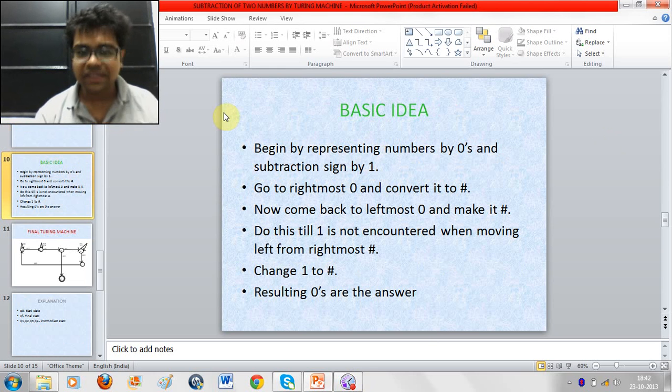The basic idea of the algorithm we are using is that we represent all the numbers in zeros. Suppose 5 is represented by 5 zeros and the minus sign is represented by 1. First of all, we go to the rightmost zero and convert it to a hash, and at the same time we come to the leftmost zero and make it a hash. We continue this algorithm till we encounter a 1 when moving left from the rightmost hash. Then we change the 1 to a hash, and the resulting zeros are the answer.